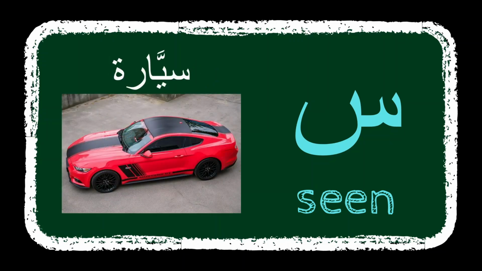This is seen. This is the name of the letter, as we know. And now I'm going to pronounce it with long and short vowels. Sa, sa. Su, su. Si, si. And here are some examples of the letter seen.